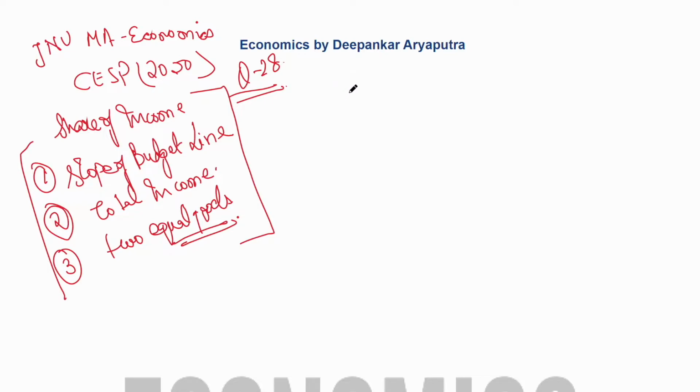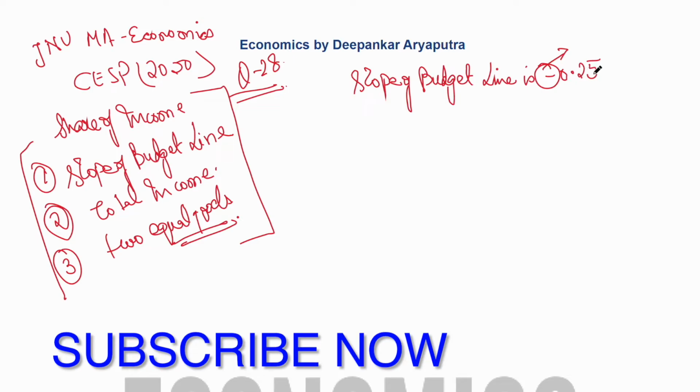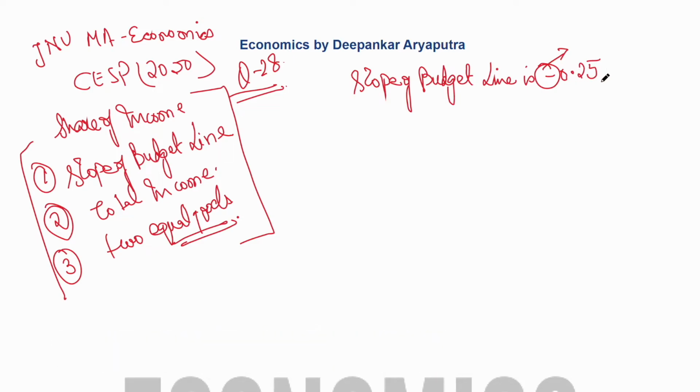So the slope of the budget line is minus 0.25. We know for an obvious reason why this is a negative sign, why we say that it's minus 0.25 and not simply 0.25.